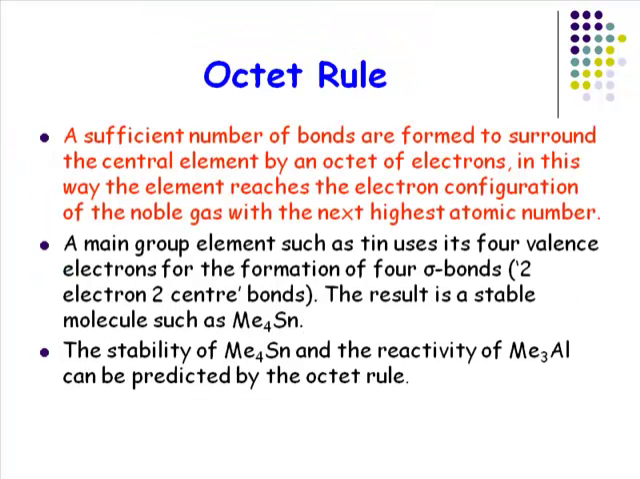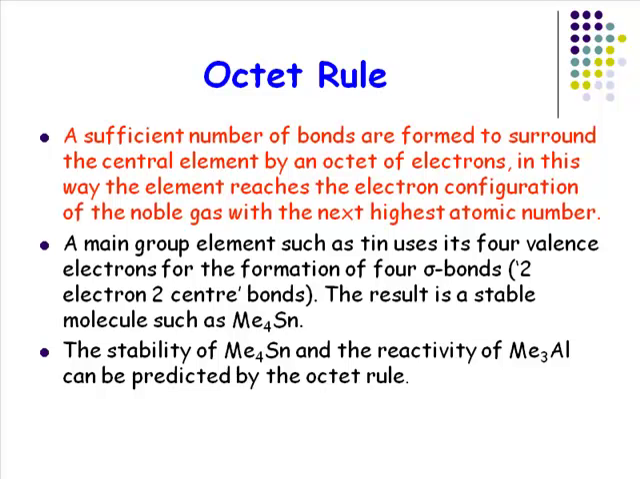Now, let's have a little bit of revision. Professor Botman, no doubt, would have talked about the Octet Rule, and I know that I talked about the Octet Rule extensively when I was giving you the 1C3Y lectures. So let's remind ourselves, what is the Octet Rule? Well, the Octet Rule is that a sufficient number of bonds are formed to surround the central element by an octet of electrons. In this way, the element reaches the electron configuration of the noble gas with the next highest atomic number. So that's our dictionary definition of the Octet Rule.